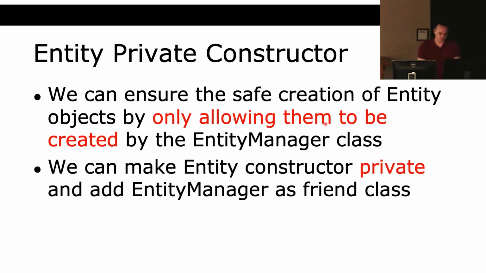How do we do that? We're going to make the entity constructor private, and then we're going to add the entity manager as a friend class to the entity. And what this means is that friend classes, what's the C++ thing? Friends can touch your privates, but your children can't, or something like that, you know, like, so private methods, if you want another class to be able to call a private method, then you declare it as a friend, right? Not necessarily great life advice, but it works in C++.